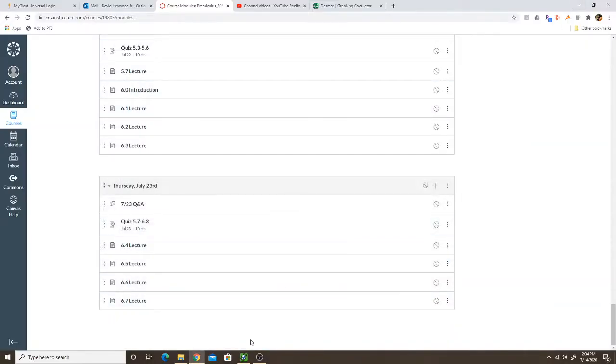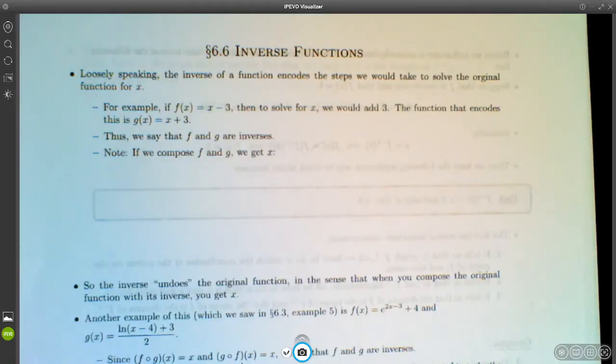All right, let's talk about 6.6. So 6.6 is about inverse functions. Loosely speaking, the inverse of a function encodes the steps that we would take to solve the original function for x. Or another way to say that is that an inverse function undoes the original function, in the sense that if you compose a function with its inverse, then you're going to get just x. You're just going to get the identity back out.